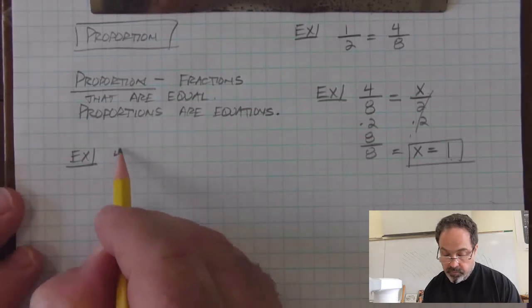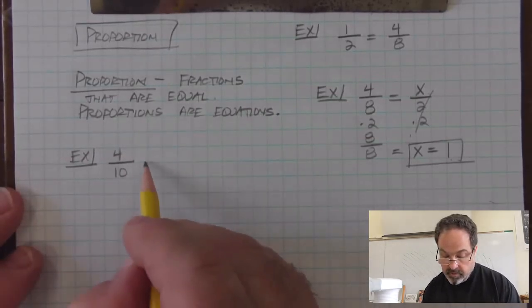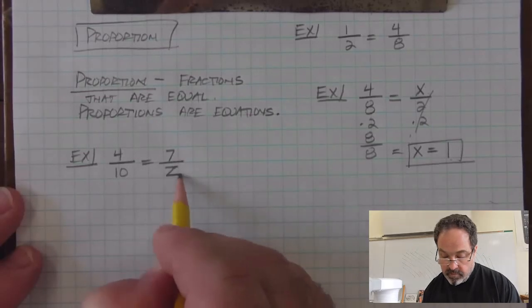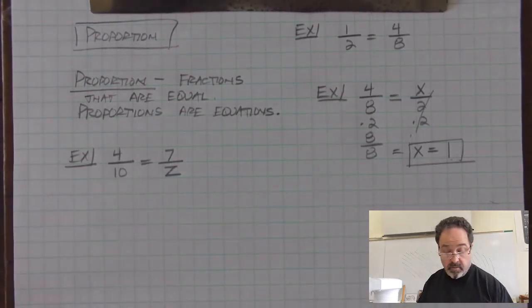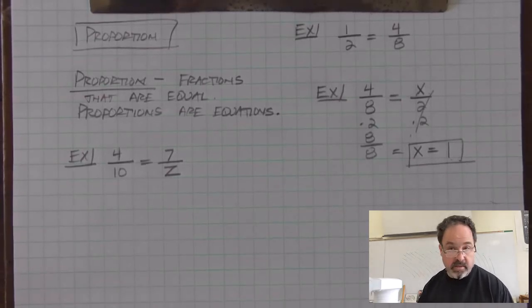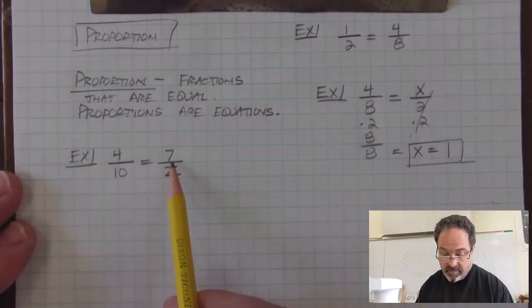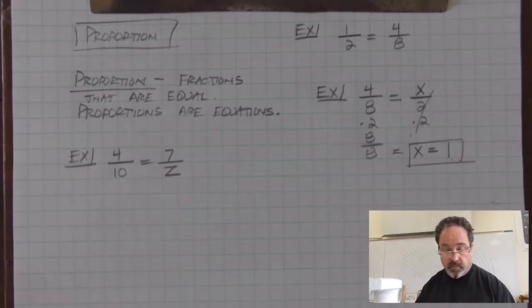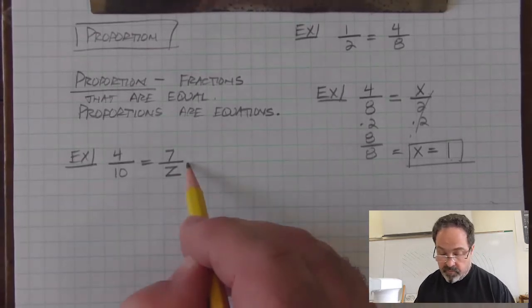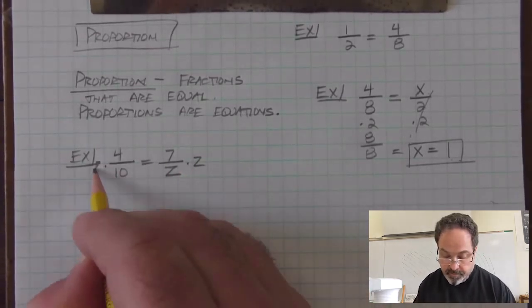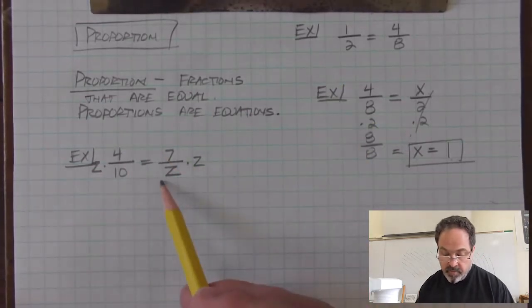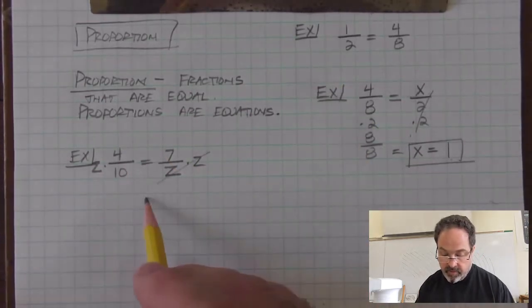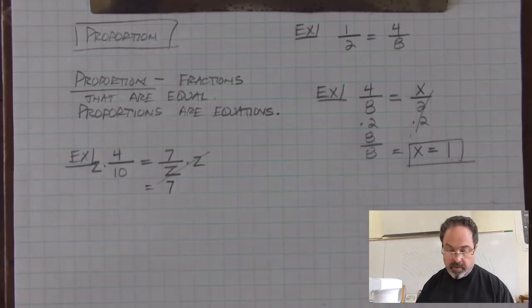We could start with the proportion 4 over 10 is equal to 7 over z. It's an equation, two fractions equal to one another. We have an unknown z. Let's solve for z. There's a couple of first steps to take. I see that z, the variable, is in the denominator. So the first thing I'm going to do is multiply both sides by z so that division by z and multiplication by z cancel out, leaving 7 on the right.